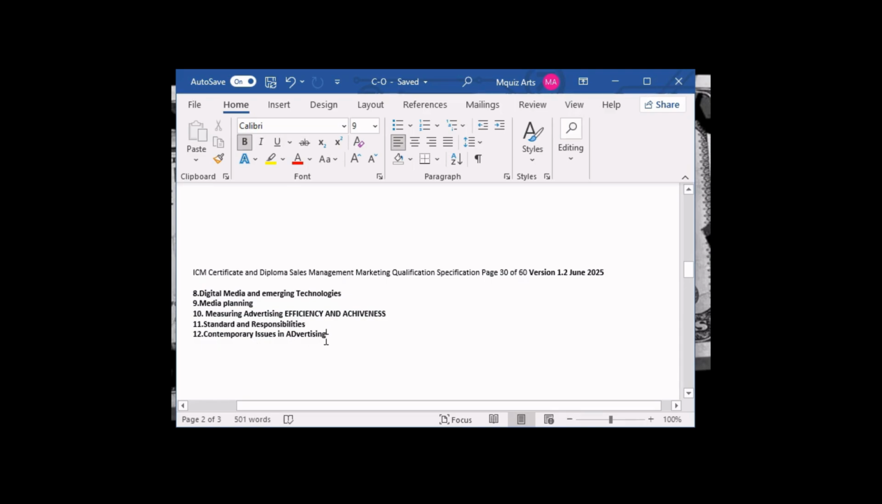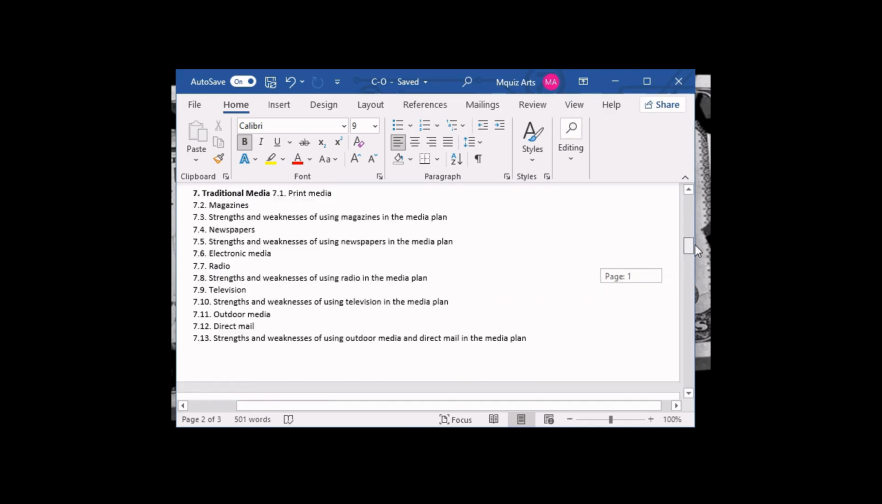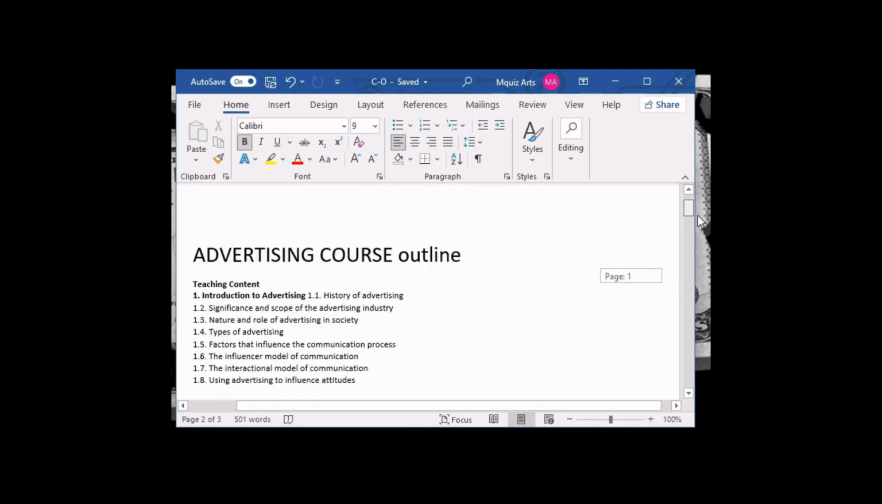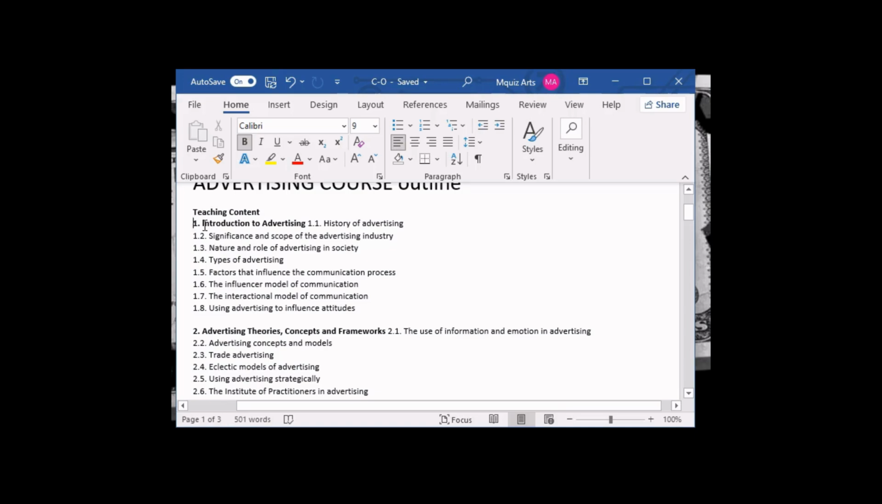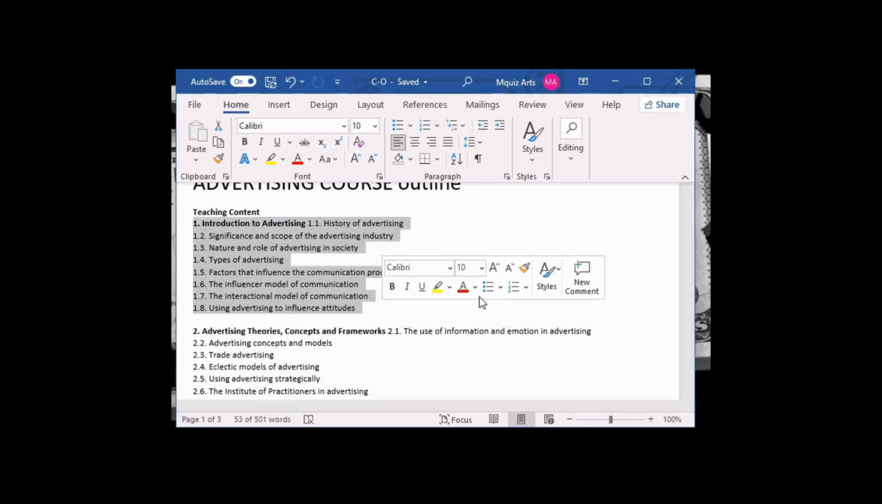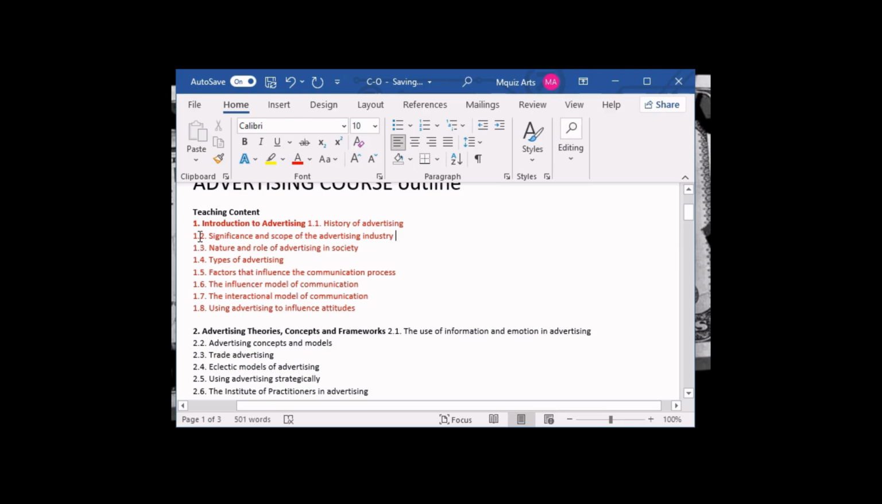So stick along as we start. The first topic we'll be starting with in advertising is the introduction to advertising. That will be the first topic that we shall be studying.